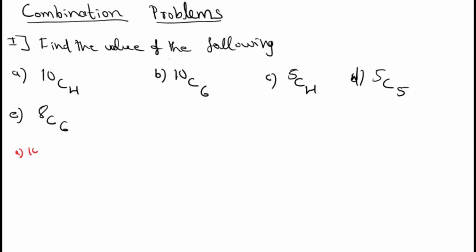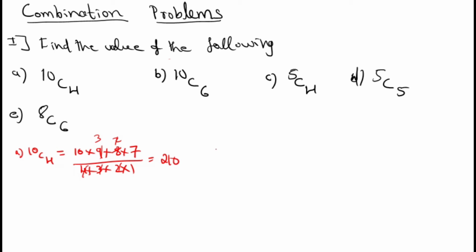There 10C4 is given. To calculate the 10C4 value, write 10 into 9 into 8 into 7, that means 4 numbers in descending order from 10, divided by 4 factorial in the denominator. 4 factorial is 4 into 3 into 2 into 1. Now simplify this one. 4 ones are 4, twos are 2, it cancels; 3 threes are 9, so it's equal to 10 into 3 is 30, 30 into 7. Its value is equal to 210.